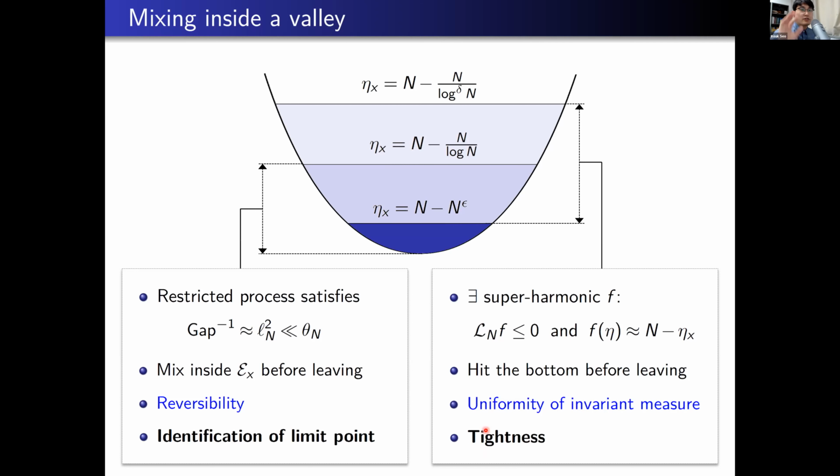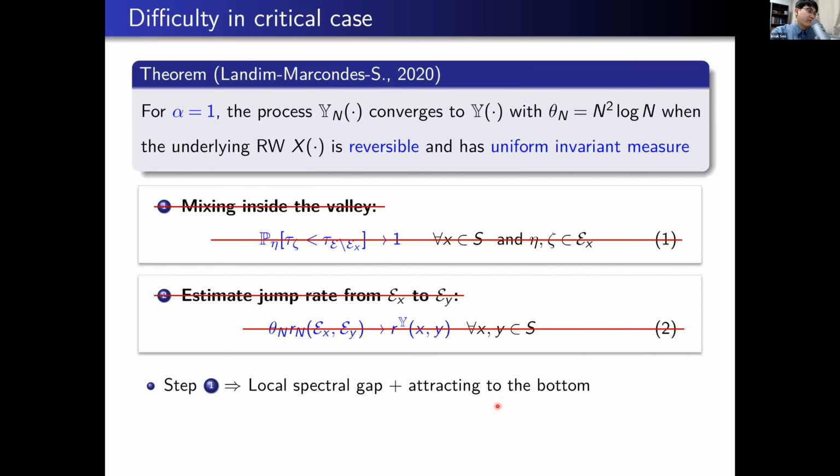Of course, you want to show the convergence of the order process, so you need the identification of the limit point and tightness. So you need both. So how to prove that? You prove that by constructing a superharmonic function on this region, satisfying this relation. Constructing this superharmonic function takes 20 pages of computation, and we use uniformity of the invariant measure of the underlying random walk here. So you can possibly remove this uniformity assumption if you can show this by other means.